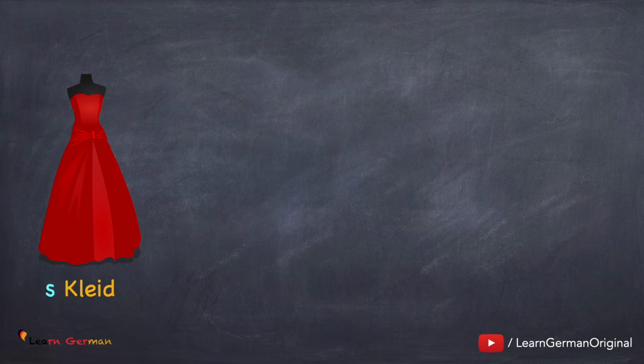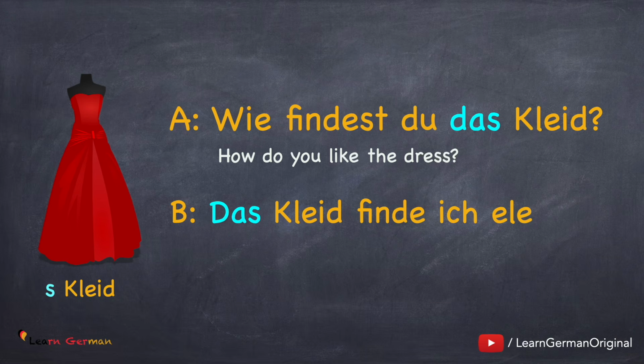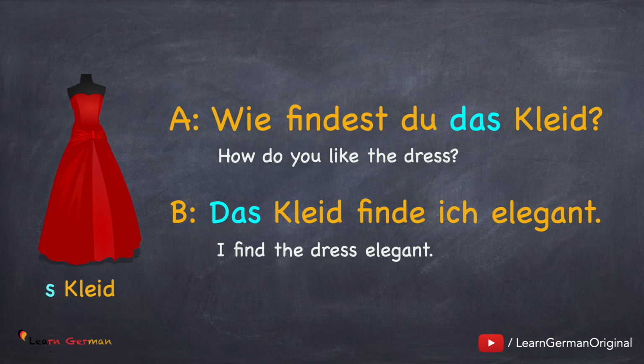So now we can come to the neutral accusative object. Wie findest du das Kleid? Das Kleid finde ich elegant. Even in this case, the accusative object with an article das remains das, just as in the nominative.